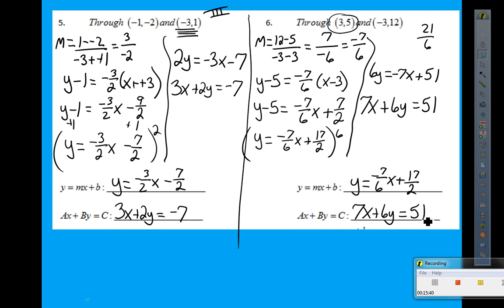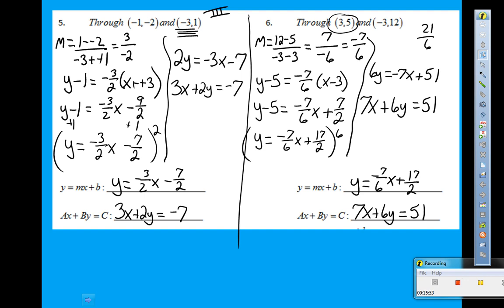So what I'm doing, guys, is I'm just trying to review 2 of everything that we did. I reviewed 2 of type 1, 2 of type 2, 2 of type 3. The only thing I haven't reviewed yet would be parallel and perpendicular. So here's your number 7.